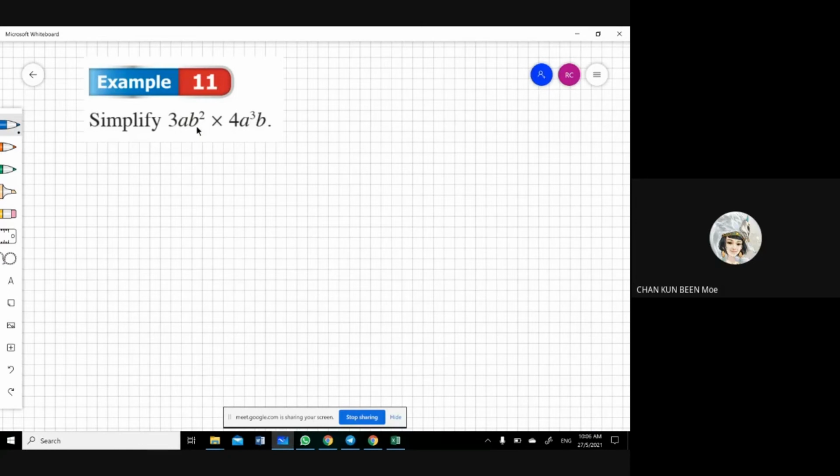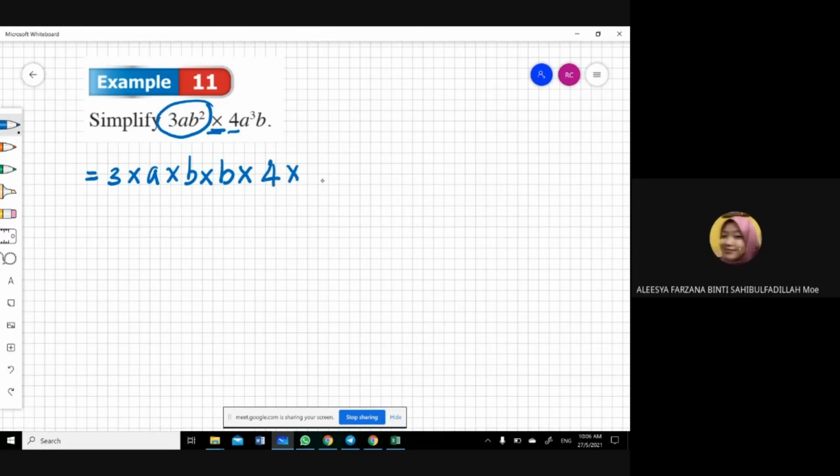Okay, I have 3ab squared times 4a cubed b. So how do I write down? Simple. I just write down everything. This one comes first. So it is 3 times a times b. How many b? 2. Yeah, because the power is 2. Thank you. So we keep on writing down. It's a multiply. I copy down 4 times a times a times a times b.